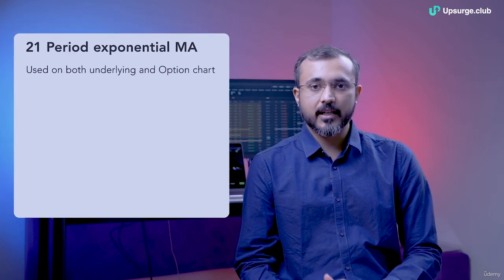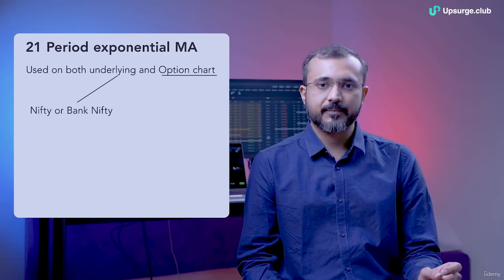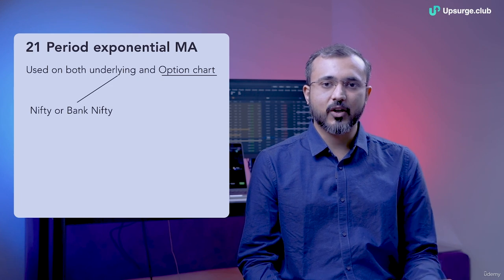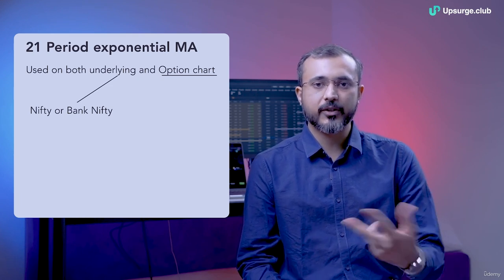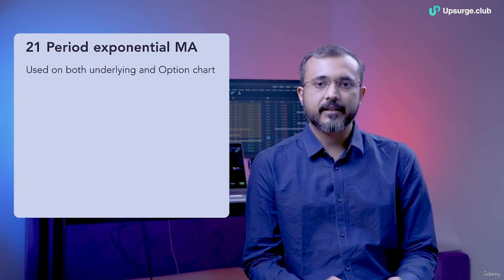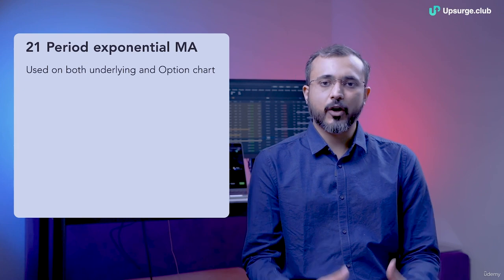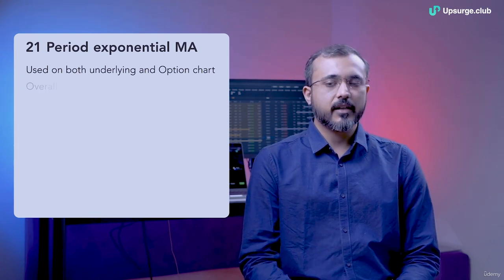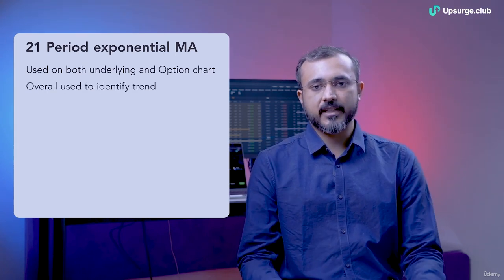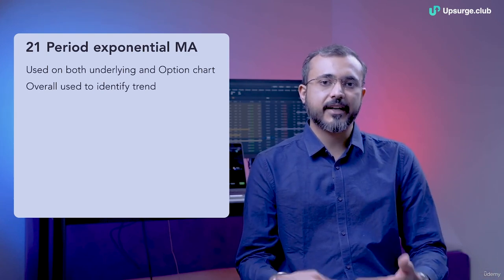In this course, we are going to use the 21 period exponential moving average both on the underlying chart, which is Nifty or Bank Nifty chart, and also on the option chart. So if we are using straddle or strangle, or if we are using a naked option, we are going to use the 21 period moving average, the high low band. And if we are plotting it on the underlying, we are also going to use the 21 period moving average. For analyzing the trend, we are going to use the 21 period exponential moving average across the course, across the strategy to identify the trend of the market.